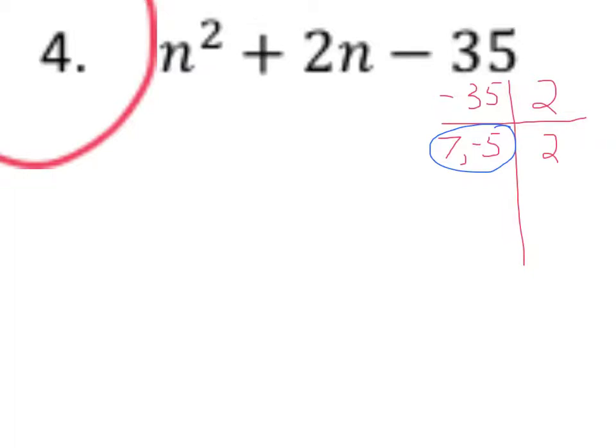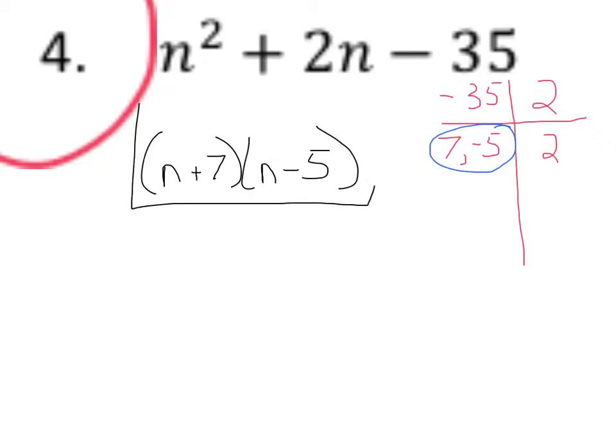Alright, now that you've factored it, it should look like this: n plus 7, n minus 5. And then be sure to FOIL your answer to make sure it matches what you started with. And that is the end of part 4 on reverse FOIL.